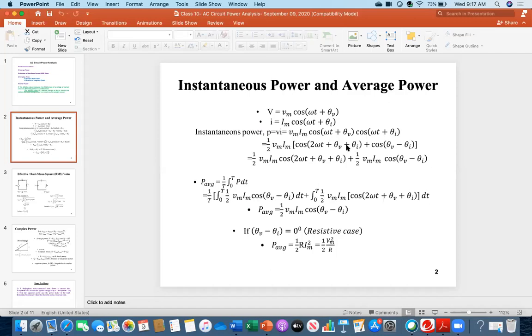So therefore, if I move forward a little, see the second line of the calculation, because there is cosine of omega t plus theta v multiplied by cosine of omega t plus theta i. I want to apply a trigonometric identity. Everybody knows, if you have 2 cosine a cosine b, then that is cosine of a plus b plus cosine of a minus b.